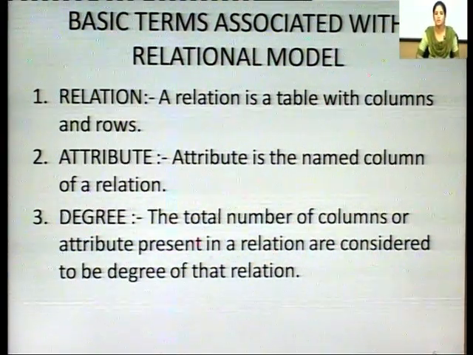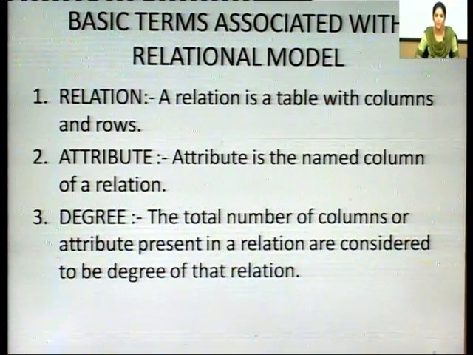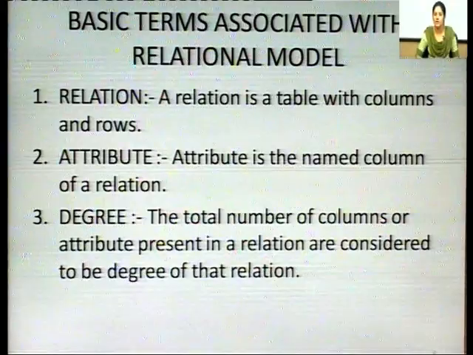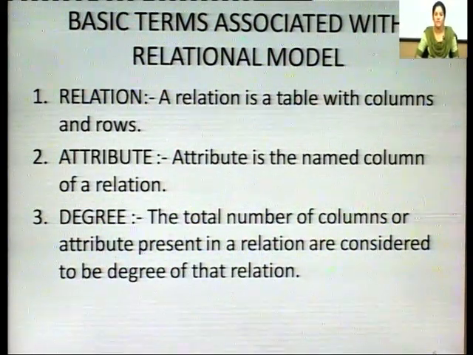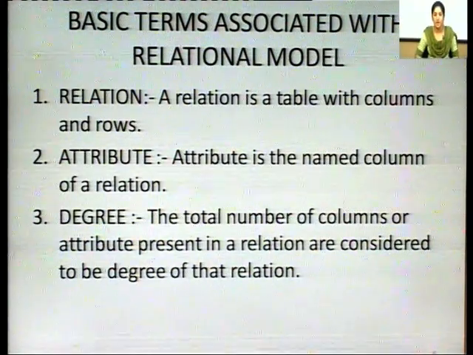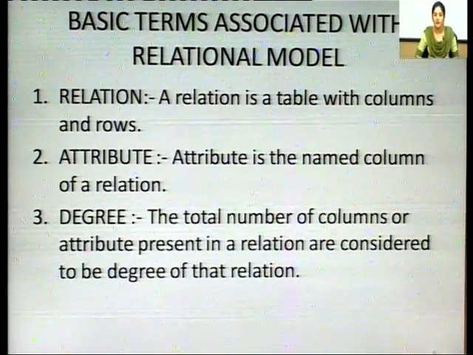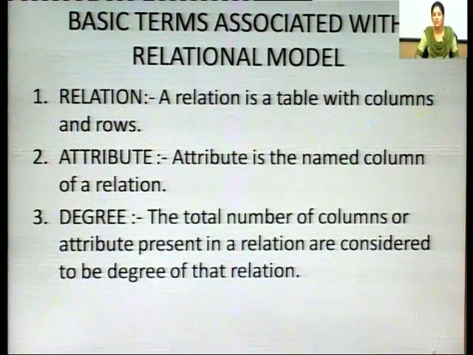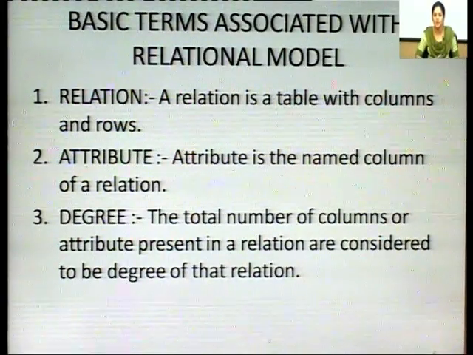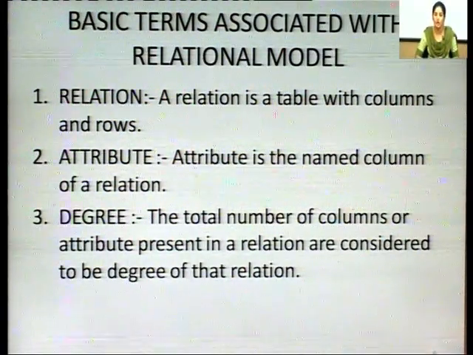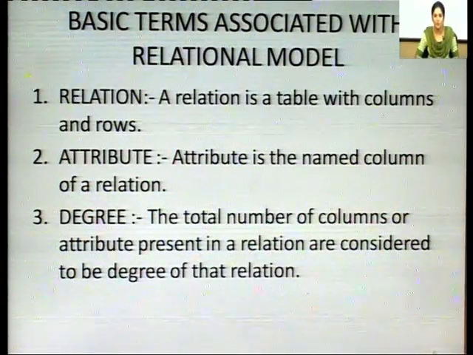Now we will be studying in detail the basic terms which are associated with a relational model. In order to understand the relational model in a better way, you need to be aware of all of these terms. First term is relation. A relation is a table with columns and rows. In relational model, you won't call a table simply a table, you will be calling it a relation. It contains rows and columns. The columns will represent the attributes and rows will represent the tuples or records.